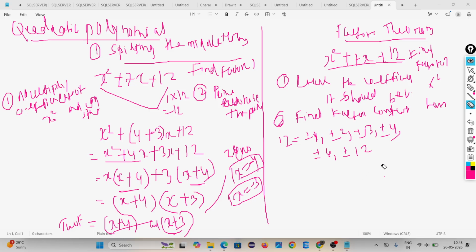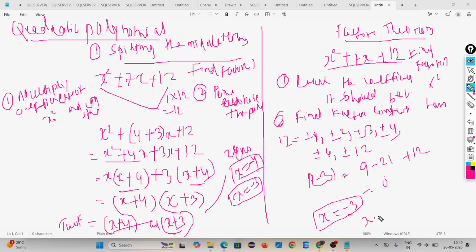Minus 3. Check with minus 3. Minus 3 square plus 9. 7 into minus 3, 21 plus 12. Look, here I am getting 0. Yes, sir. That means x equal to minus 3. So this is the 0.